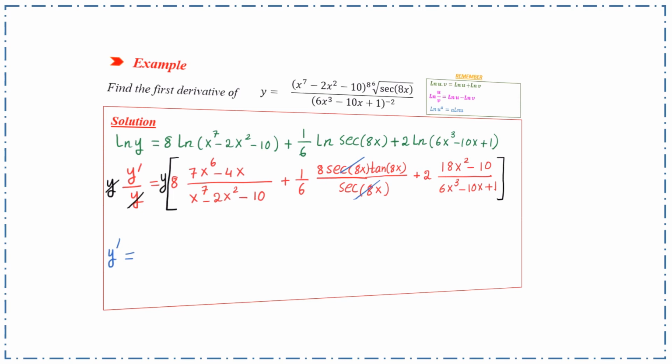So you have to write it completely: x to the power 7 minus 2x squared minus 10 to the power 8, multiplied by the sixth root of secant 8x, divided by 6x cubed minus 10x plus 1 to the power negative 2. This is y, okay? Multiplied by this big bracket.